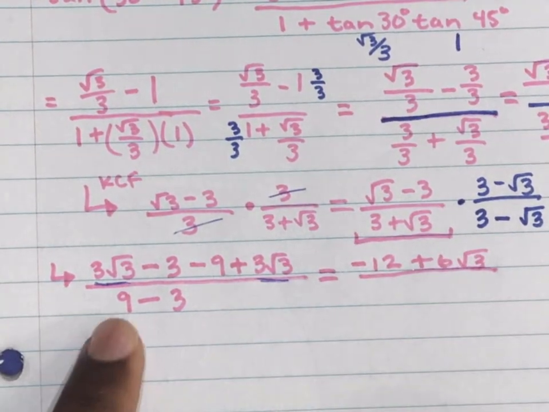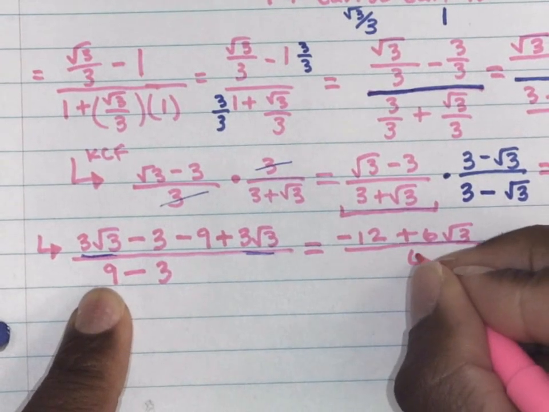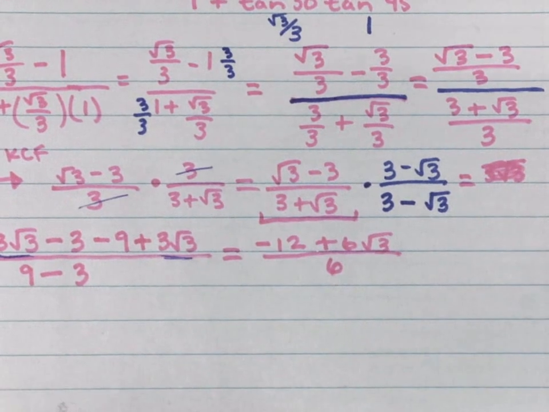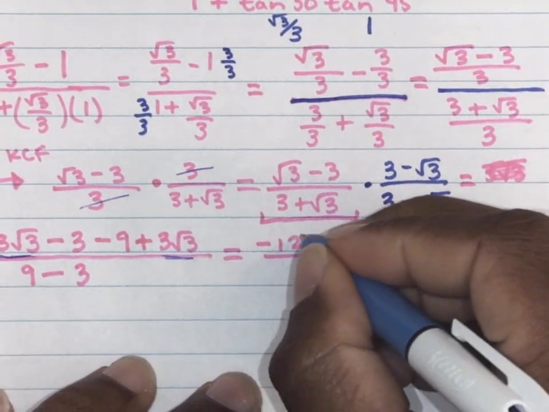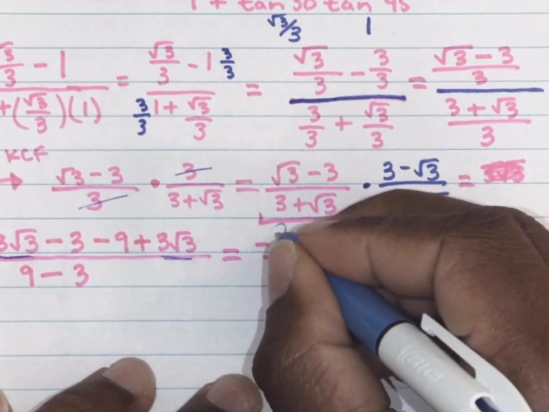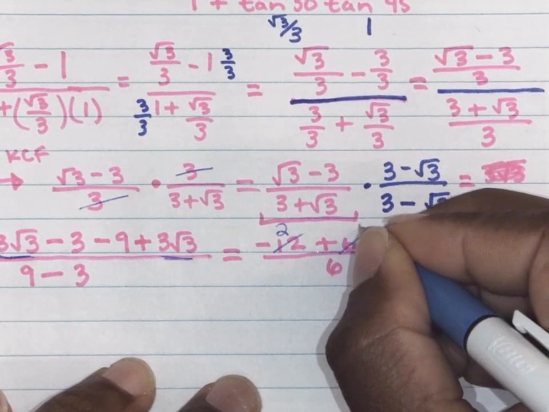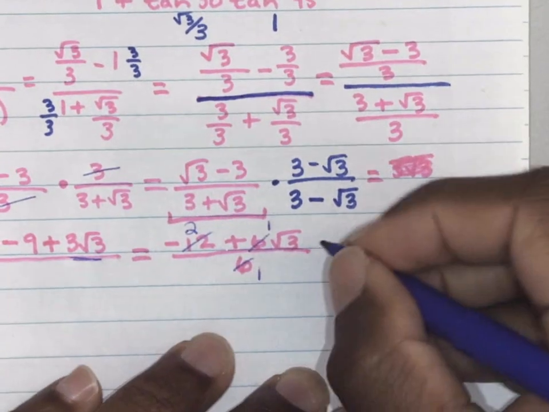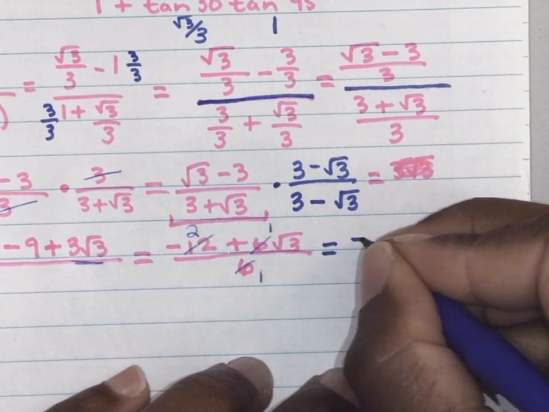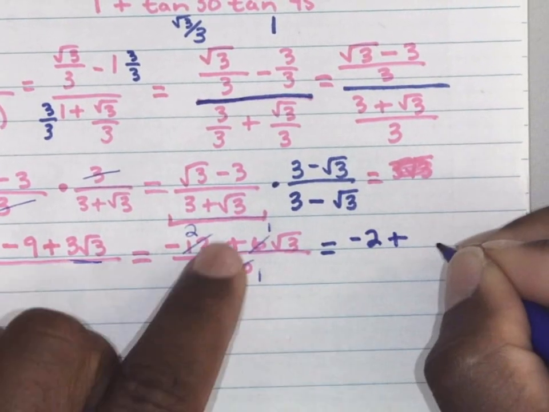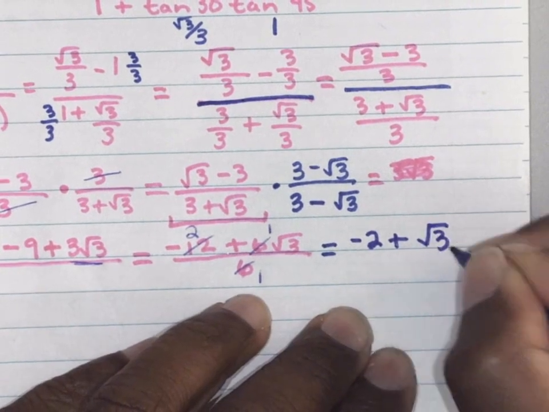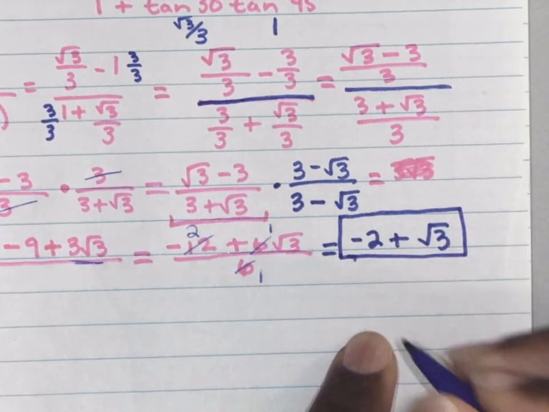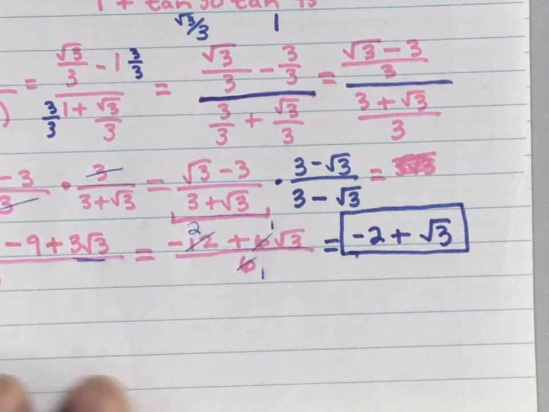All divided by 6. Each term has a common multiple of 6, so I can reduce by dividing every number by 6. This will give me negative 2. This one gives me 1. This one gives me 1. So after some good work, final answer is negative 2 plus 1 root 3 divided by 1. We don't need to write that denominator of 1 because this is what it comes out to equal.